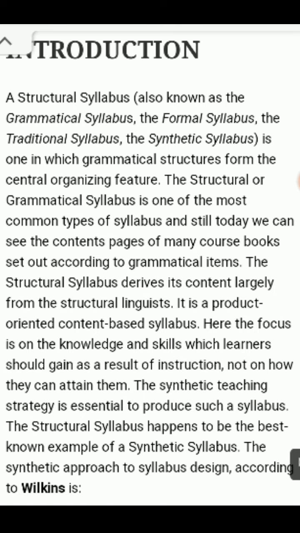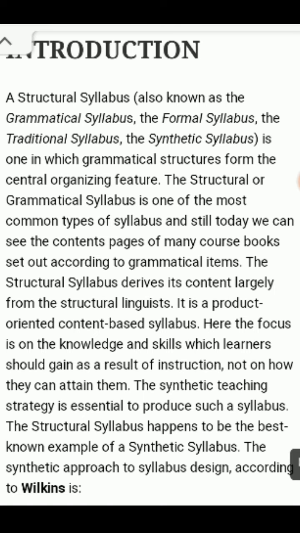Product oriented syllabus means that in this kind of syllabus the students are provided different structural elements, or grammatical structures, in the form of input, and then students are given practice, and it is expected that they should produce these very grammatical structures. So that's why it is called a product oriented, content based syllabus. Okay, here the focus is on the knowledge and skills which learners should gain as a result of instruction, not on how they can attain them.